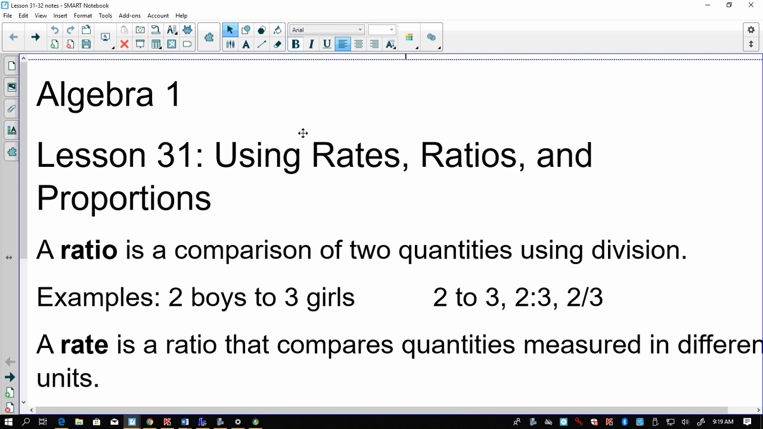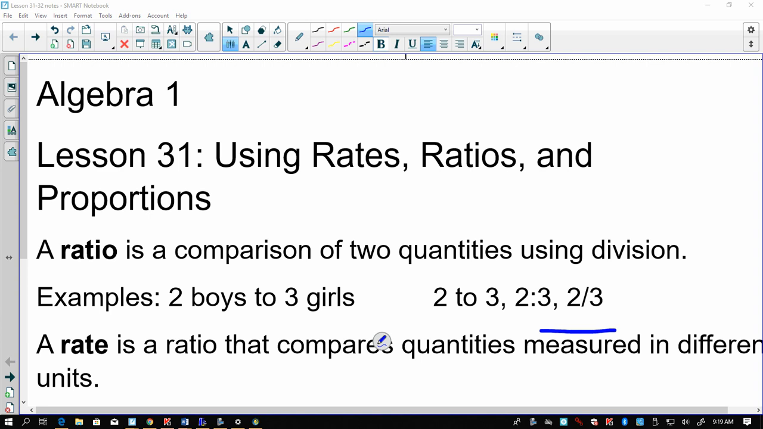So a ratio is a comparison of two quantities using division. For example, if we're talking about 2 boys to 3 girls, we can show that ratio in 3 different ways. We can say 2 to 3, 2 boys to 3 girls, 2:3, or 2/3. Hopefully we're familiar with all of that type of information on how to show ratios.